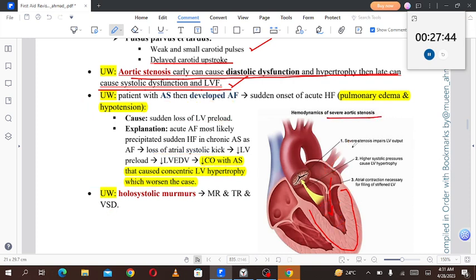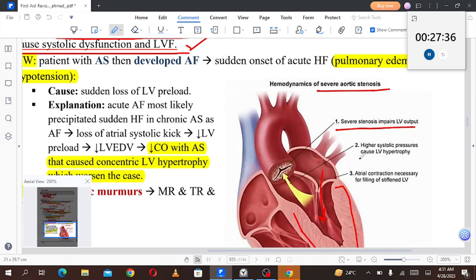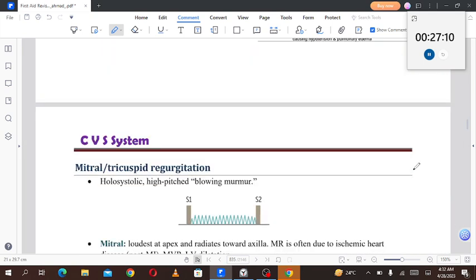Hemodynamics of severe aortic stenosis. Number one, there is severe stenosis. Severe stenosis will impair the left ventricular output. The higher systolic pressure causes the left ventricular hypertrophy. And atrial contraction is necessary for the filling of the stiffened left ventricle. We need the contraction for filling of the stiffened left ventricle because it cannot allow passive filling to a great extent. So that is why we require the atrial contraction, and in case of atrial fibrillation, if the atrial contraction is gone, there can be precipitation of acute heart failure. Now let's come back.